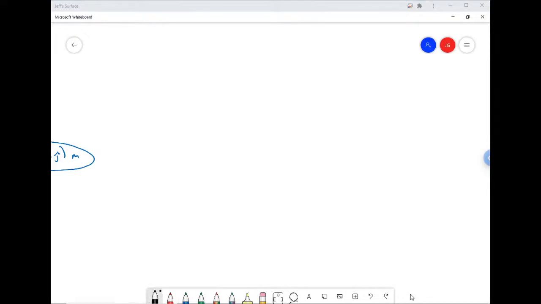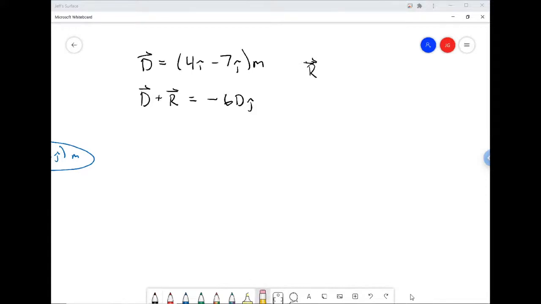All right, the situation we have is vector d equals 4 i hat minus 7 j hat meters. And then the other information we have is d plus some other vector r equals minus 6 d j hat. And what you're asked to find is, well then what is r? And that's ultimately what you're looking for.